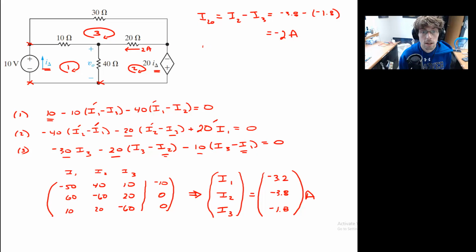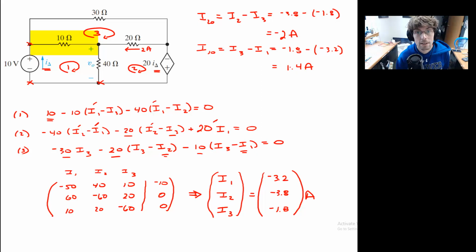Well, how about I10? We'll do this one as I3 minus I1. And so we get a negative 1.8 minus a negative 3.2. Well, that's just 1.4 amps. And notice this time it's positive because it's in the direction of I3. So I go like this, and this is 1.4 amps. Awesome.